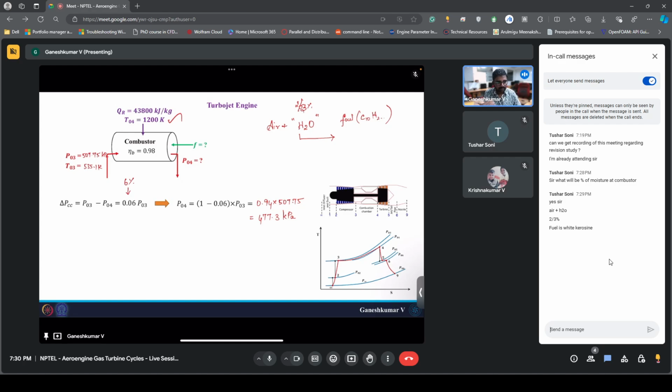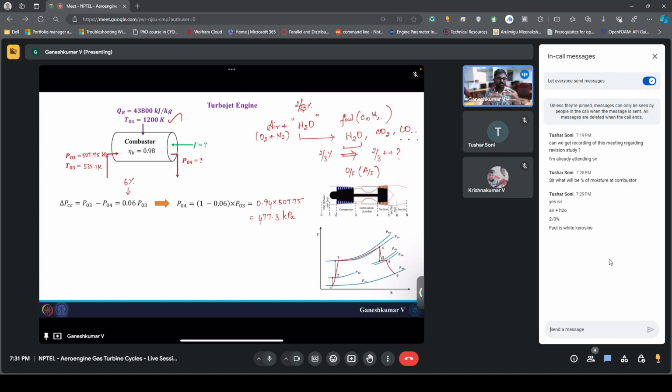When it combusts with air, which has oxygen, nitrogen and water vapor, it also produces H2O, CO2, CO and all the products. The amount of H2O, when it enters, may be two-thirds of a percent, but when it goes out, it will be more than that. And the amount of H2O present at the exit of the combustor depends upon various things. One is the oxidizer to fuel ratio, or air to fuel ratio. So it depends upon how much fuel is present.